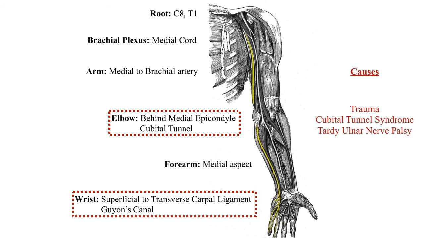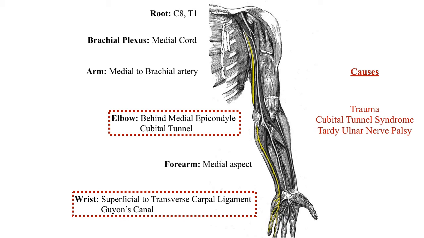Now, coming to the causes in the region of the elbow: any trauma, that is, a fracture or a dislocation around the elbow, can injure the ulnar nerve behind the medial epicondyle. Cubital tunnel syndrome is the compressive injury to the ulnar nerve behind the medial epicondyle. And the third condition is tardy ulnar nerve palsy.